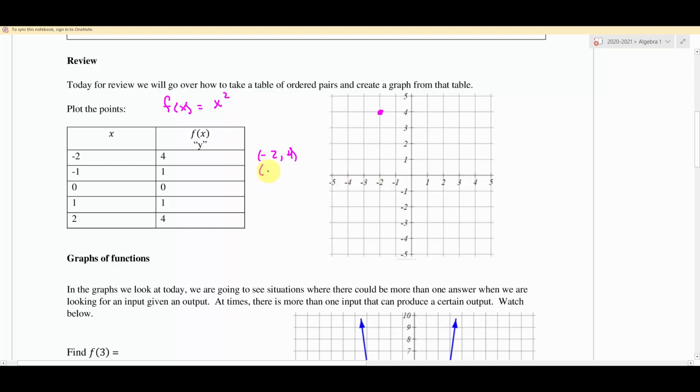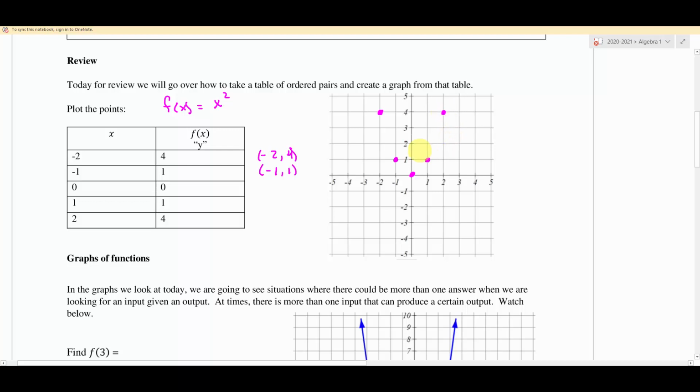This next one is at -1 comma 1. Right, so we're going to go, here's the origin, we're going to start there and we're going to go left 1 and then up 1 because we wanted -1 and then +1. Right, x comma y. All right, this next one's at 0, 0. That's an easy one, that's right here. Then the next one is at 1, 1, so I'm going to go right 1, up 1. There we go. And then the next one is at 2, 4. So I'm going to go right 2, up 4.